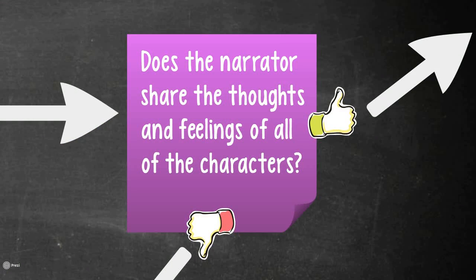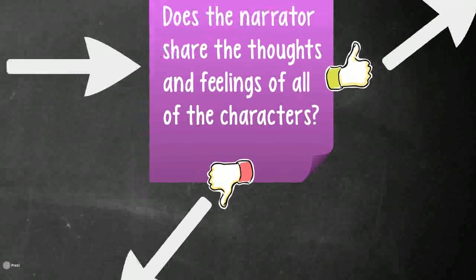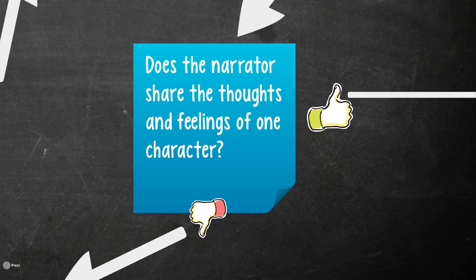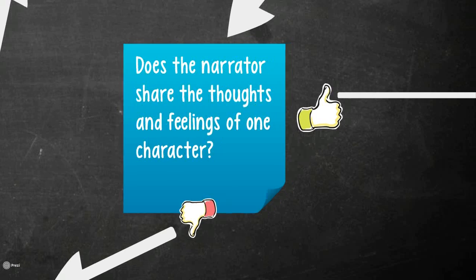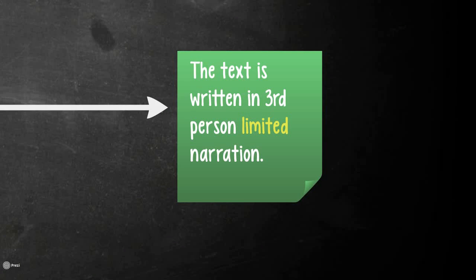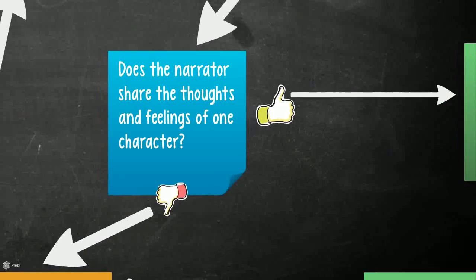But if the narrator is not sharing the thoughts and feelings of all of the characters, are they sharing the thoughts and feelings of just one character? If so, then you're looking at a text written in third-person limited narration. We call it third-person limited because it is limited to the perspective of one character.